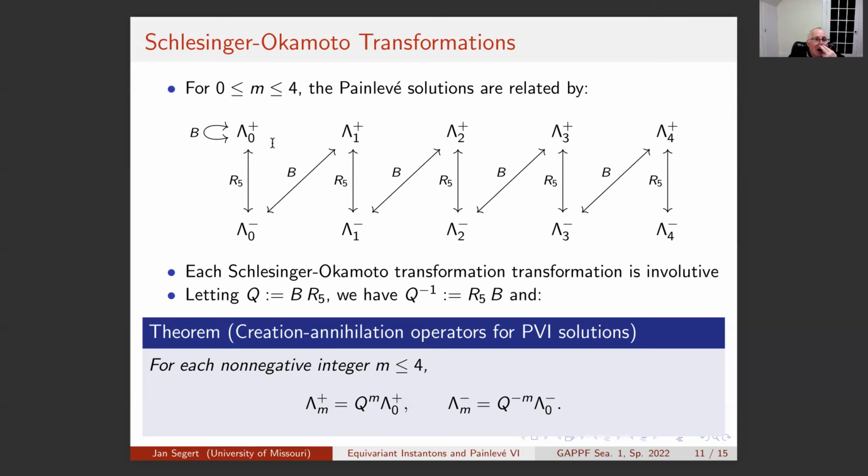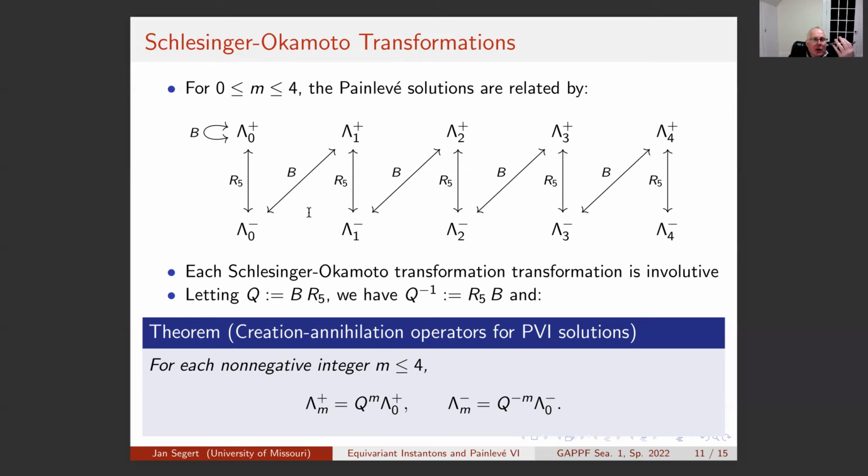And so I've identified specific Schlesinger-Bäcklund transformations, B and R5, which act this way. So each of these is an involutive transformation, which means that if you square it, it's the identity. So if you go here, hit it with a B, you go this way. If you hit this with a B, you go back to here. You start here, hit it with an R5, you go this way. If you hit this with an R5, you go back to here. They're involutive, so their square is equal to 1. And so B squared here is equal to the identity on here. Okay.